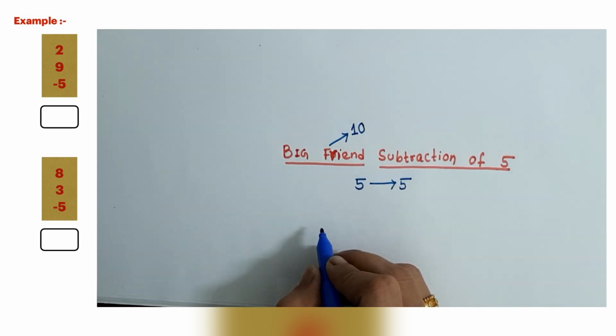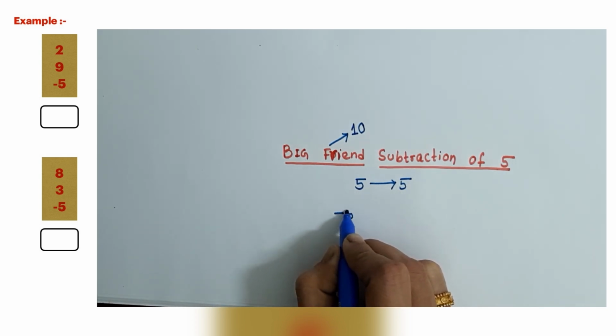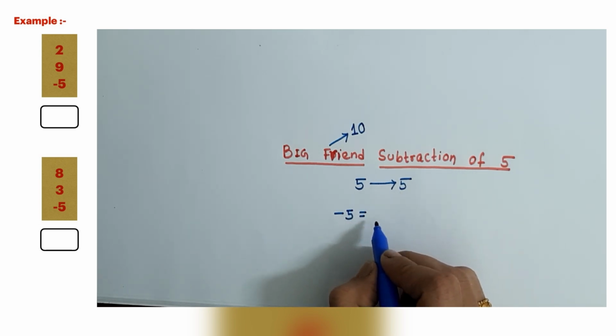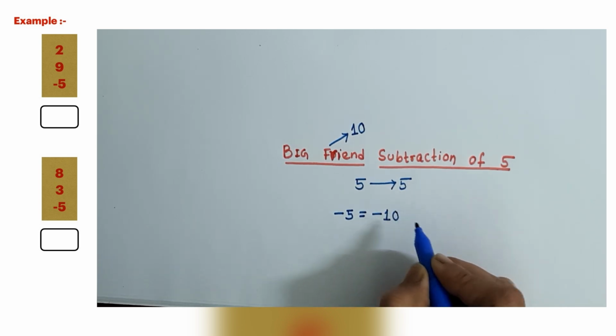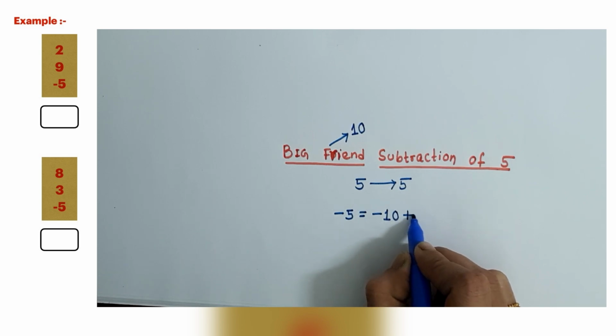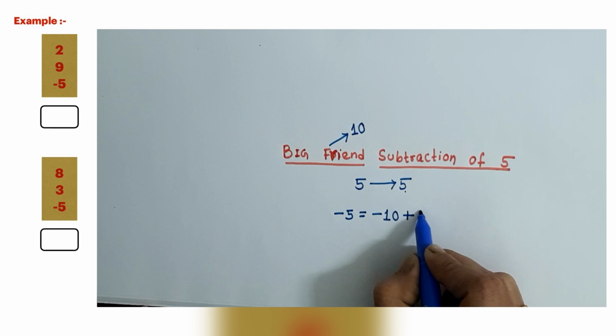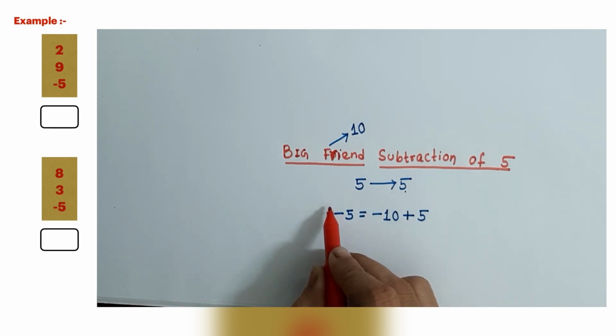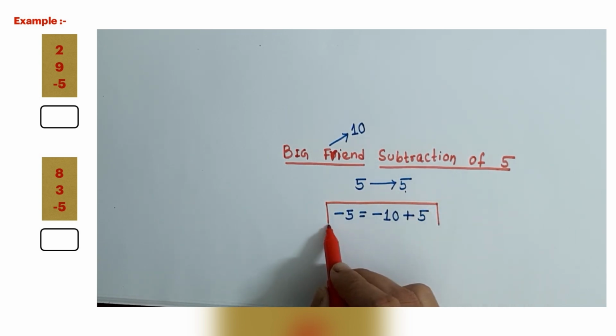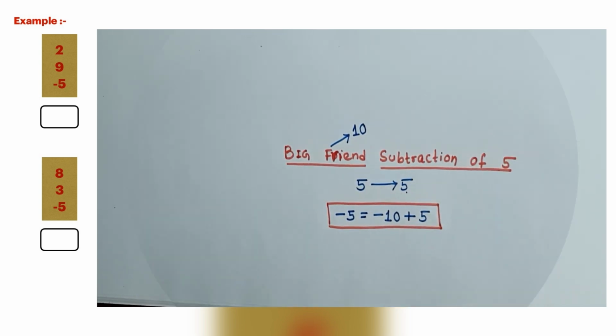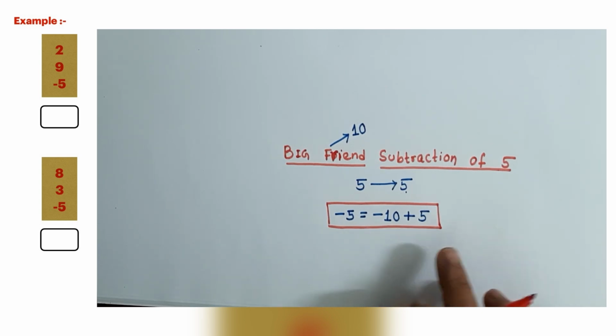Now, I am going to write the formula for big friend subtraction of 5. So, minus 5 is, first I need to subtract the base value of the big friend, which is 10. So, I need to subtract 10, then I have to add the big friend of 5, which is 5. So, plus 5. Here we got the formula of big friend subtraction of 5, which is: minus 5 is minus 10 plus 5.